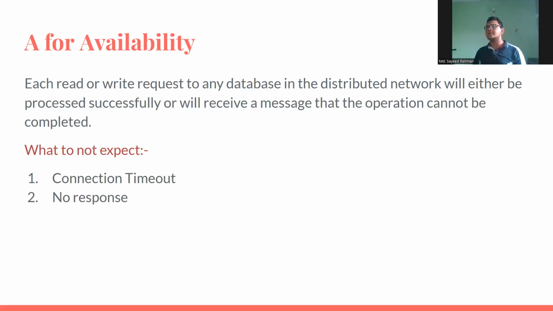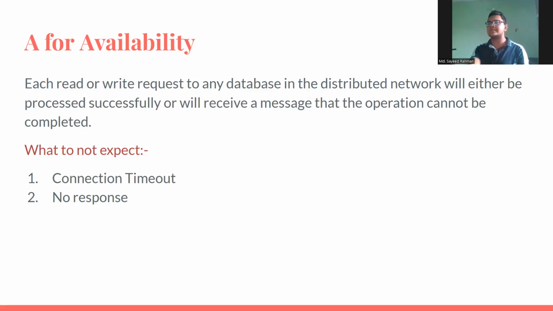Which means that whenever a user hits into a database through an API, the database must return a successful response, or the database must respond that the operation cannot be completed. But we are not expecting connection timeout. We are not expecting that API isn't responding totally anything, or a database isn't responding anything. So that is the concept for availability.